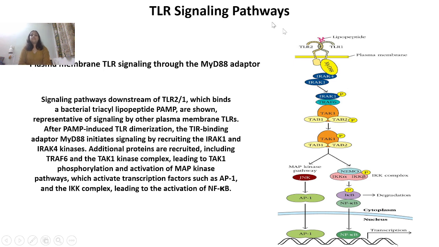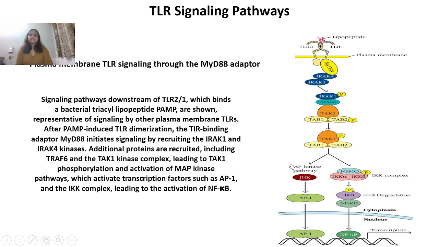So the adapter is just helping in transmitting the downstream signal. If there is a mutation in this MyD88, it cannot bind to this TLR, and there will be no downstream signaling. After the recruitment of these protein complexes, there are two pathways. Here we can see one is the MAP kinase pathway, another is the NF kappa B pathway, which is happening.